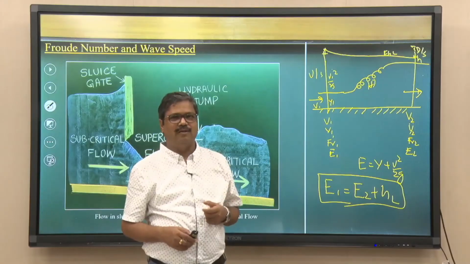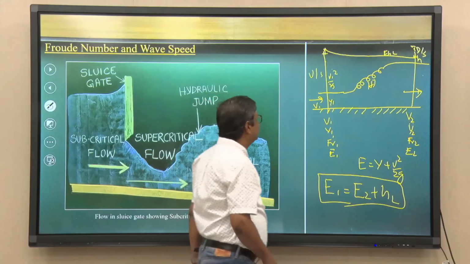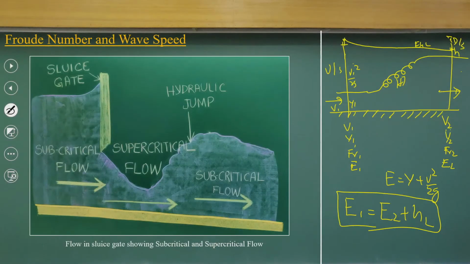What way can we solve the problem? It is a very simple thing. As I have considered this as the control volume, I will just apply two equations: the mass conservation equation and the momentum equation.